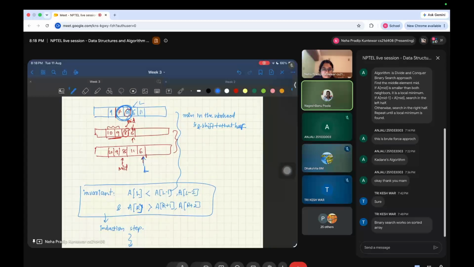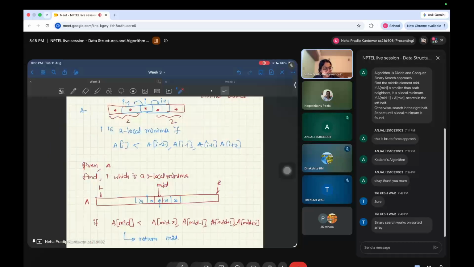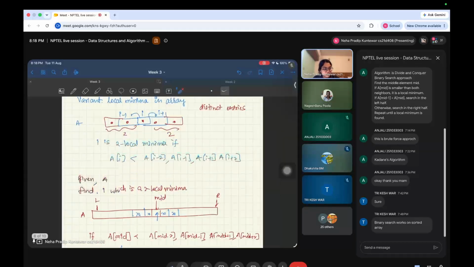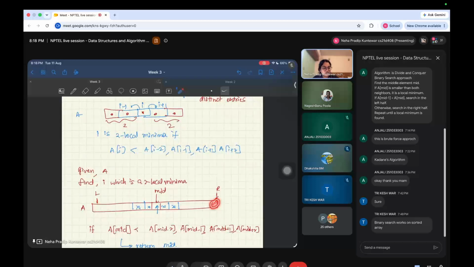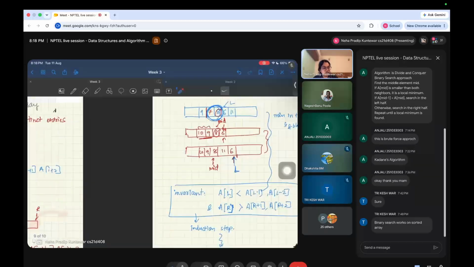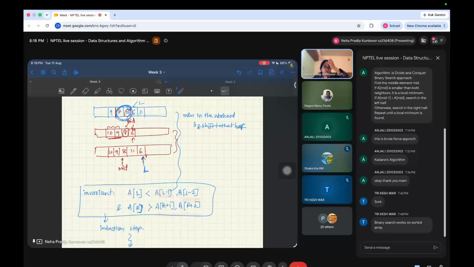So when your algorithm does this left and right shifting, it maintains this invariant, that both of these are ensured. Initially this is trivially true, because your left is here and right is here, so there is nothing to the left of it and nothing to the right of it, so these are not even defined. So it is vacuously true.